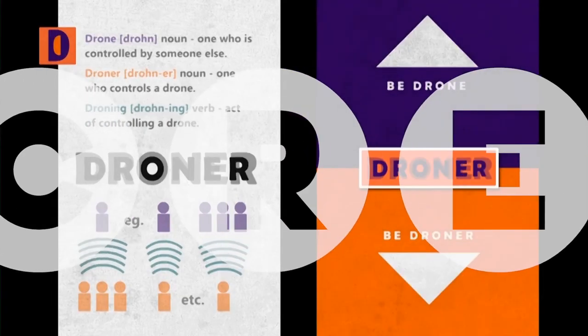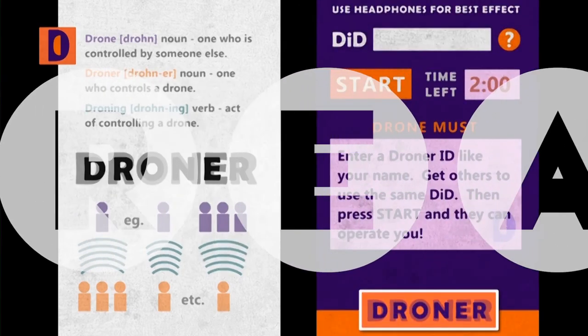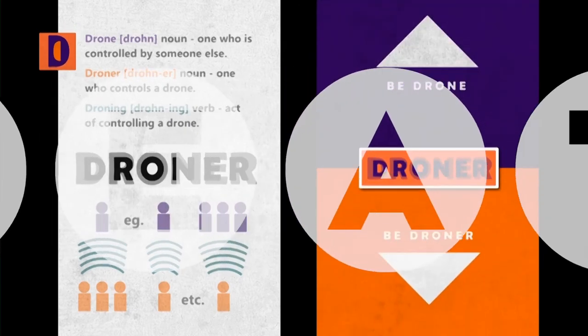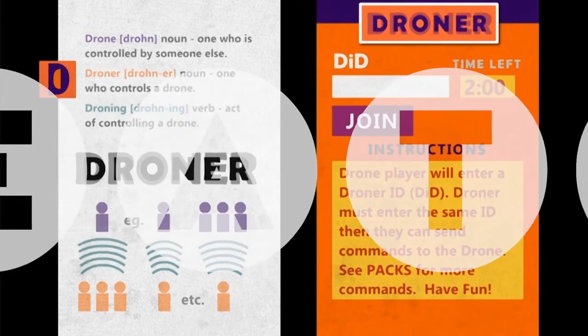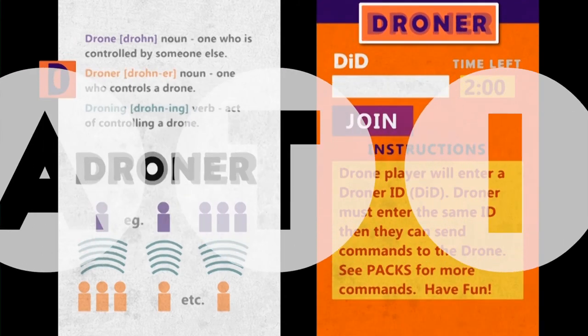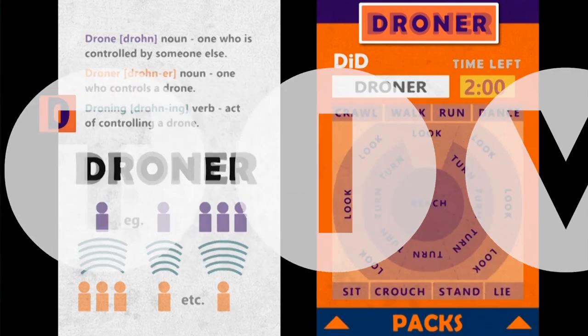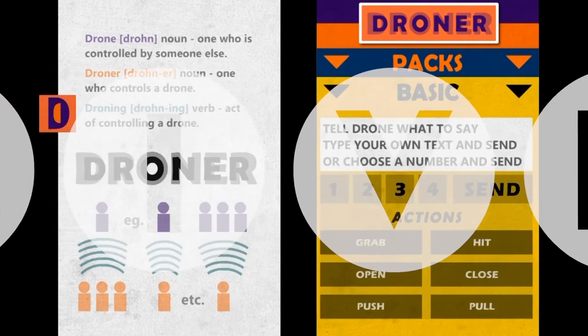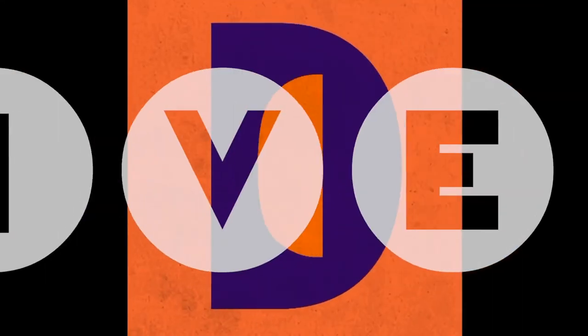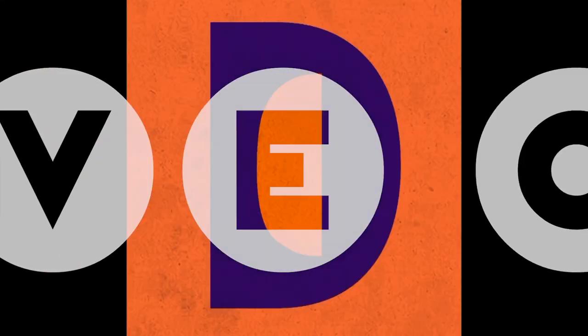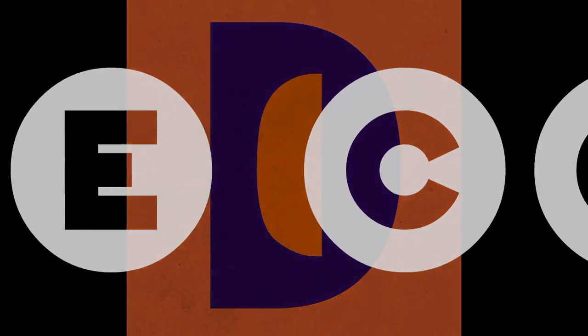Drone. Now, someone who is controlled by someone else. Droner. Now, someone who controls a drone. Droning. Third, act of controlling a drone. Droner. Control your friends. Drone must tickle. That's not fair. Drone must pose. Pose. Pose.